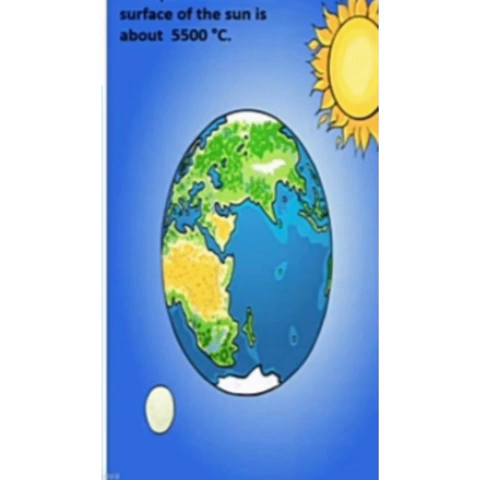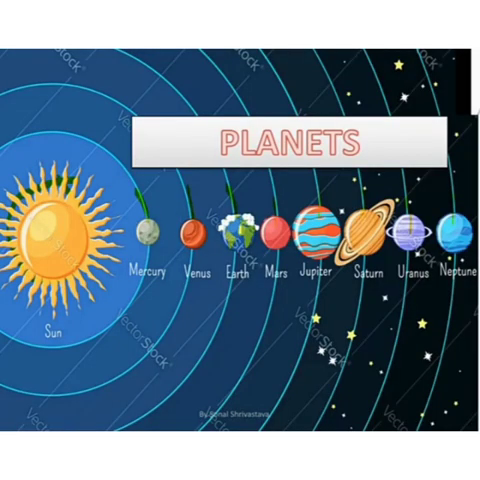Let's talk about the planets now. Children, we know that there are 8 planets in the solar system, isn't it? The 8 planets are Mercury, Venus, Earth, Mars, Jupiter, Saturn, Uranus and Neptune. A planet is a round object that moves around the sun in a fixed path called orbit.